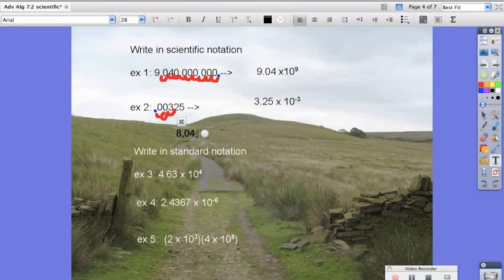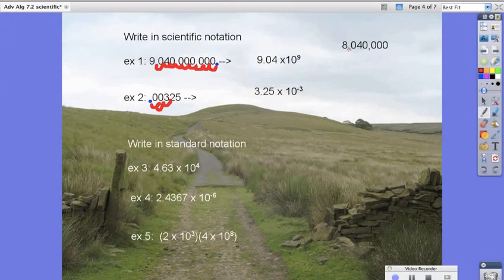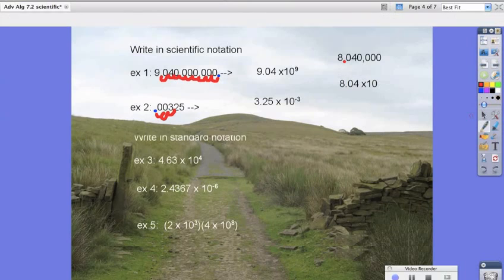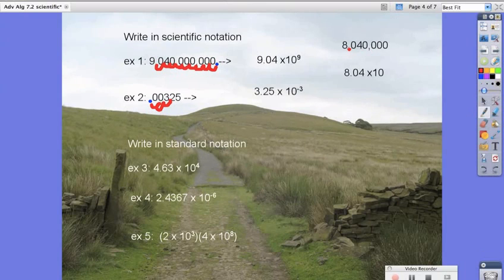So 8,040,000 is our number. To put that into scientific notation, we need to put the decimal point right after the 8, which gives us 8.04 times 10 to the something power. Now again, we need to move it from our new point to where it was originally, which is at the end. So 1, 2, 3, 4, 5, 6.